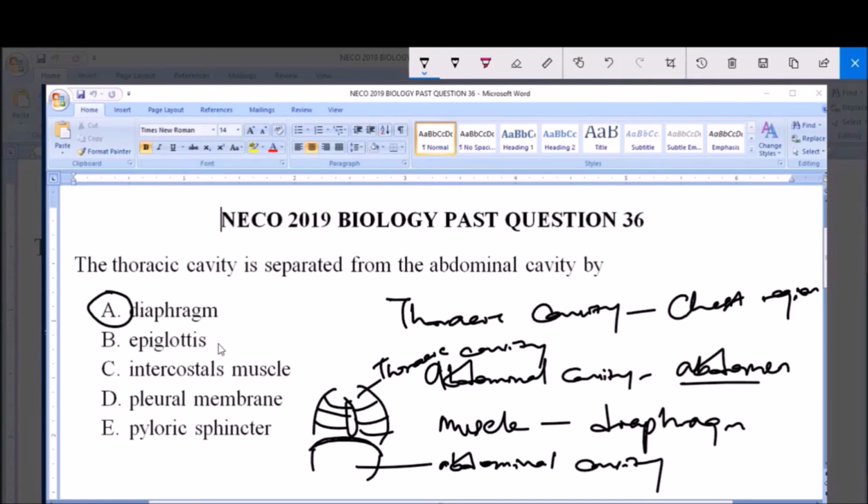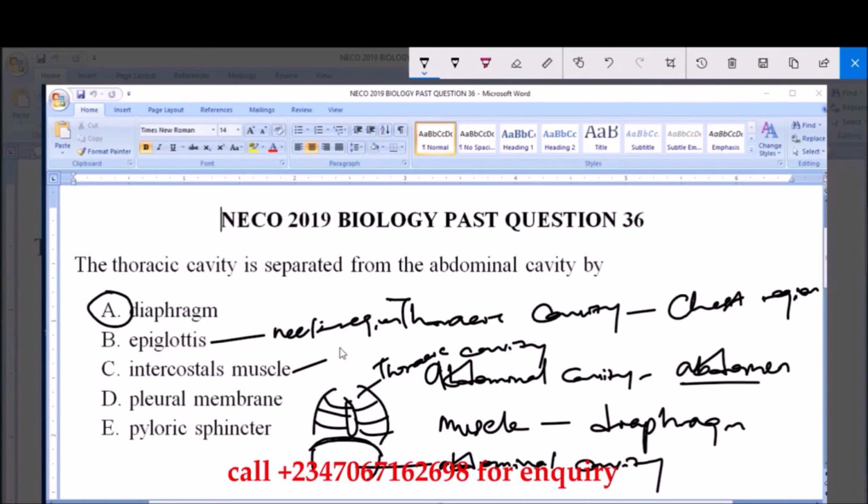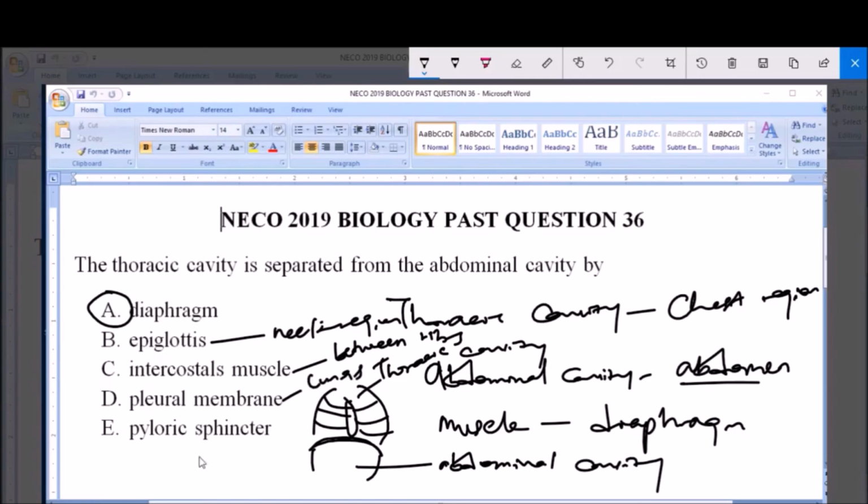Now the epiglottis here. Epiglottis is found in the neck region. The intercostal muscles, those are the muscles that are between the ribs. Then the pleural membrane is the membrane that covers the lungs. And the pyloric sphincter is a sphincter present in the pylorus of the stomach. You'll find it in the pylorus of the stomach. That is where the stomach enters into the duodenum. So the answer to this question is the diaphragm. Diaphragm is a muscle that separates the thoracic cavity from abdominal cavity.